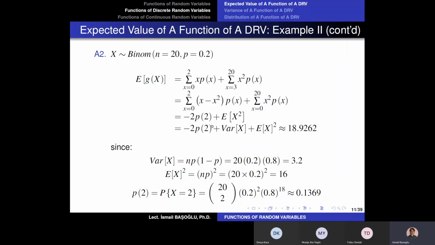What is the probability mass value at 2 for a binomial random variable? It is n choose x times p to the power x times 1 minus p to the power n minus x. In this case, it is 0.1369. And when you subtract this value by multiplying it with minus 2, the result you are going to get is 18.9262. So that is the answer, my friends.